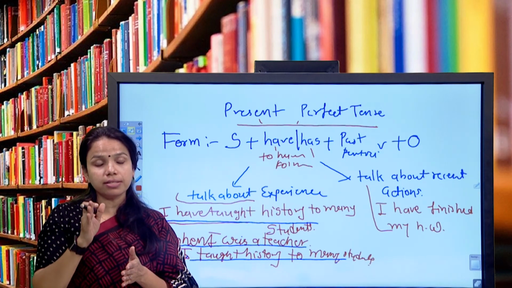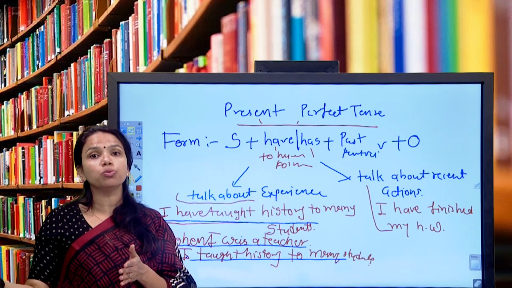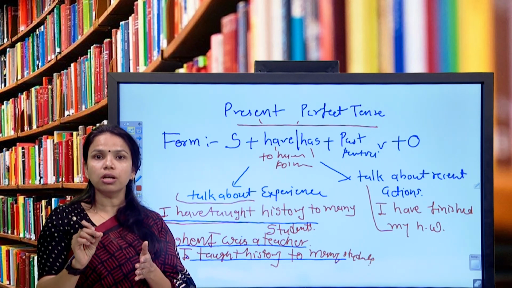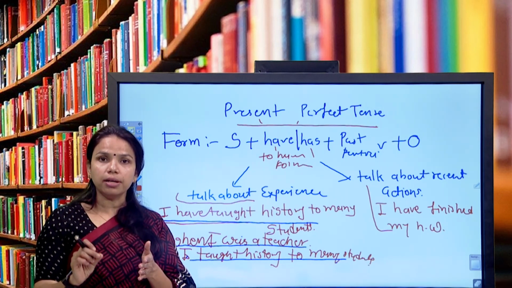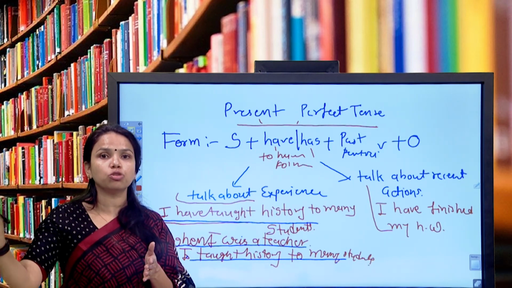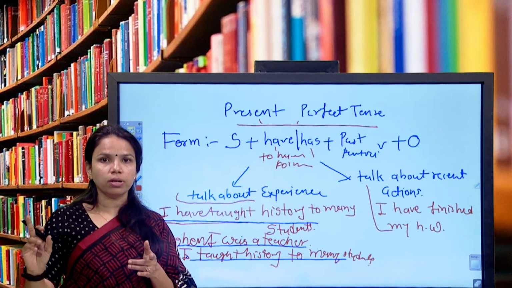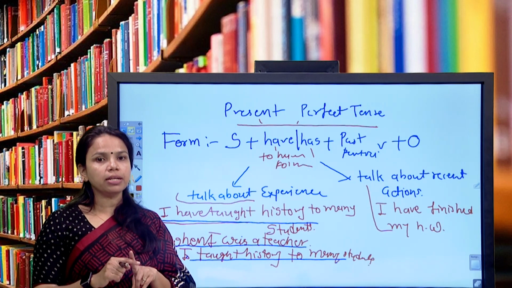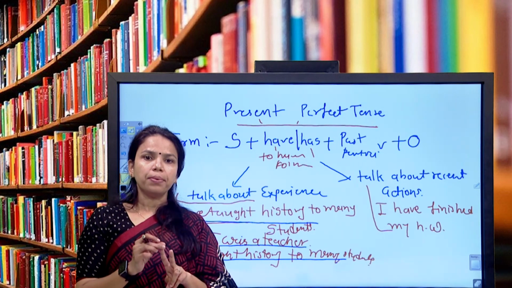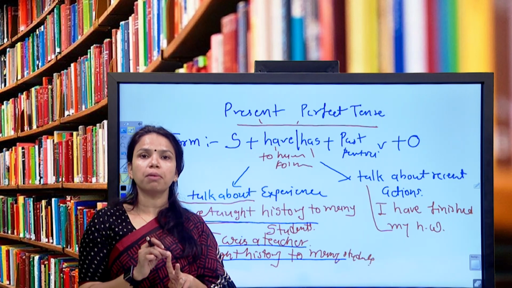And whenever you say, I have taught history to many students, it indicates the main thing is that as a teacher, your profession is currently going on. To teach history to many students, this process is not stopped, it is still going on, right? So in the present perfect tense, you just have to be clear in mind. In Gujarati, you can say Purna Vartaman Kal.